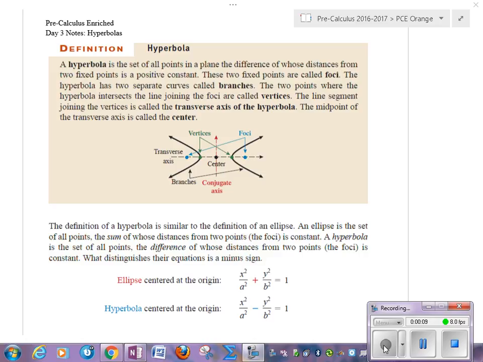I would highly recommend that you pause the video right now and read the definition of your hyperbola and familiarize yourself with all the different parts of a hyperbola. And then when you're ready, you can rejoin me and we will talk about the difference between ellipses and hyperbolas.